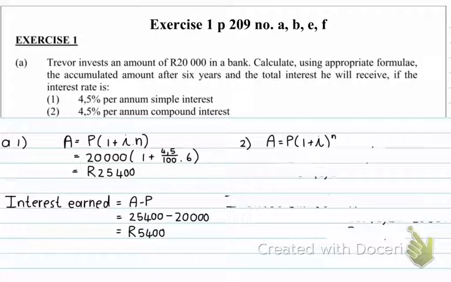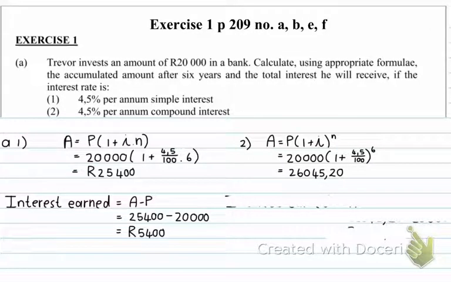So I use the formula for compound interest. Again, P will be 20,000, I will be 4.5%, and N, remember now is an exponent, but N will be 6 years still. If you calculate that with your calculator, you will get that answer, 26,045 Rand and 20 cents.